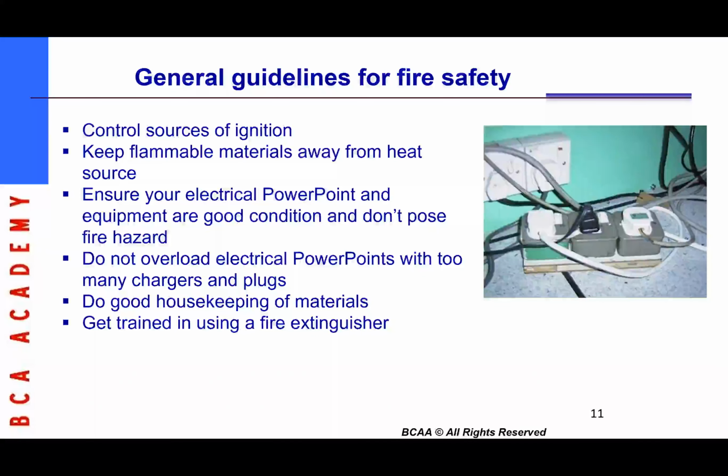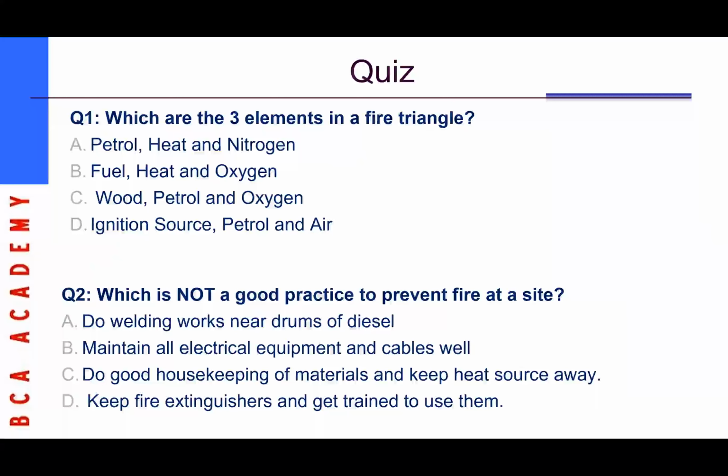Question 1. Which are the three elements in the fire triangle? A. Petrol, heat, and nitrogen. B. Fuel, heat, and oxygen. C. Wood, petrol, and oxygen. D. Initial source, petrol, and air. I give you some time for you to think.